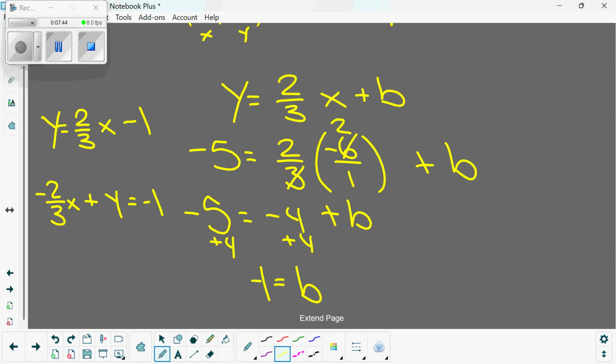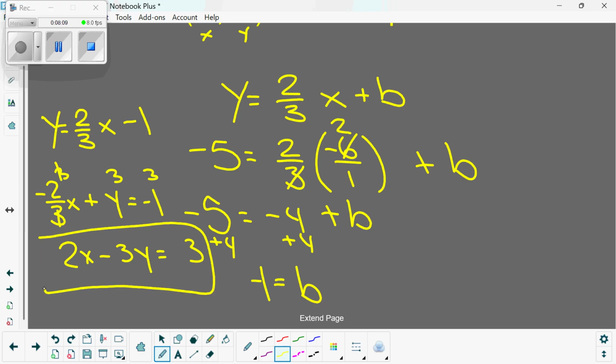But I'm going to take care of the 3 first. So he gets a 3, he gets a 3, he gets a 3. So I am at -2x plus 3y equals -3. And then I change the signs afterwards. So positive, negative, positive. There she is.